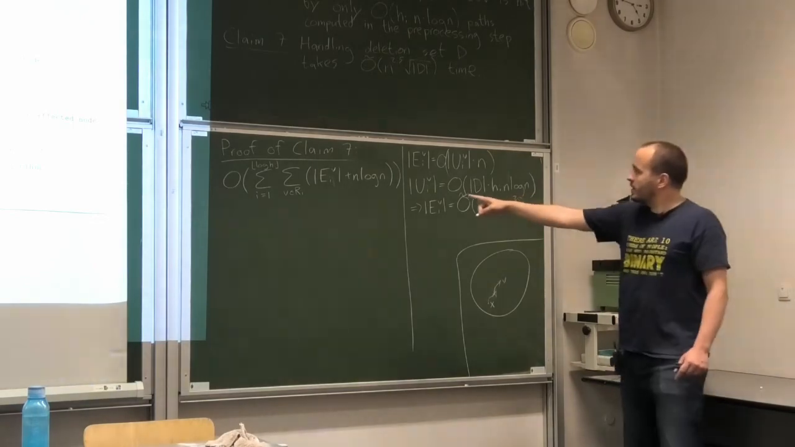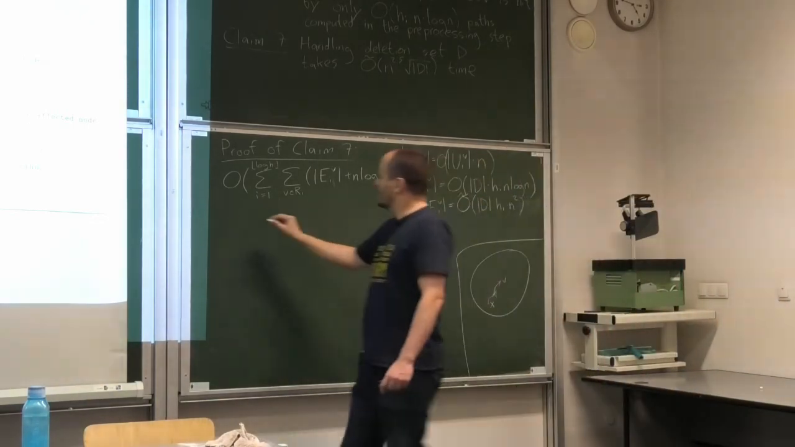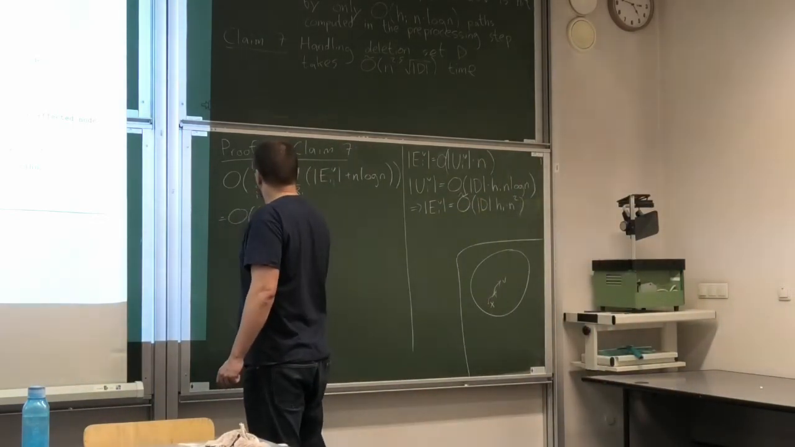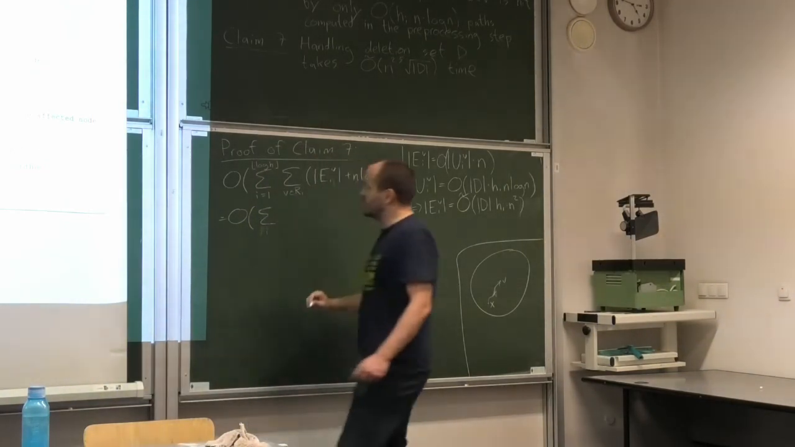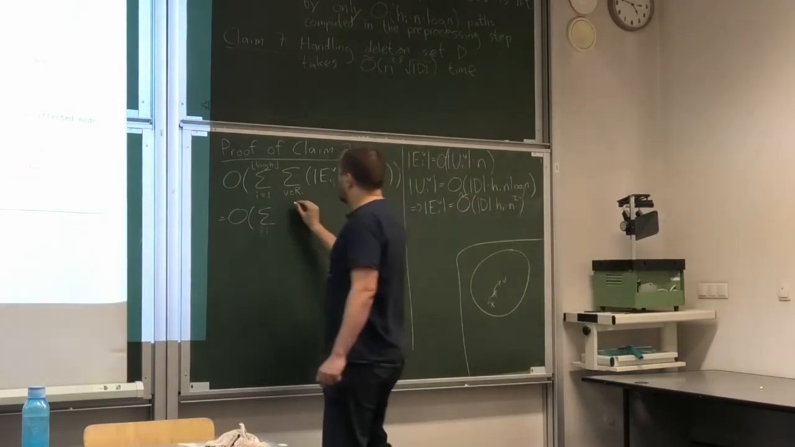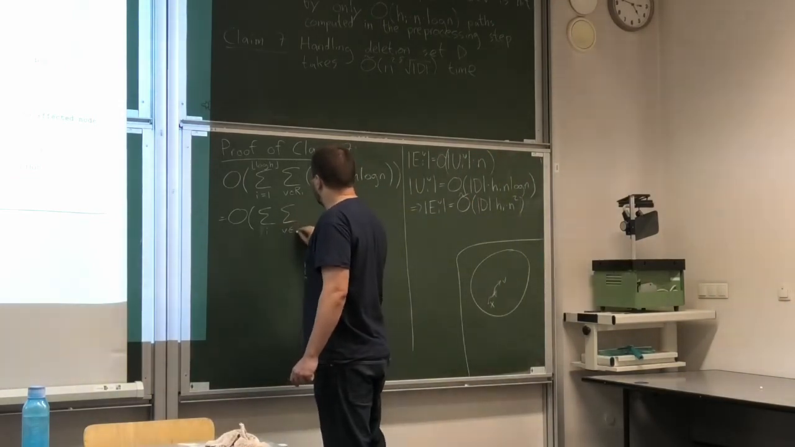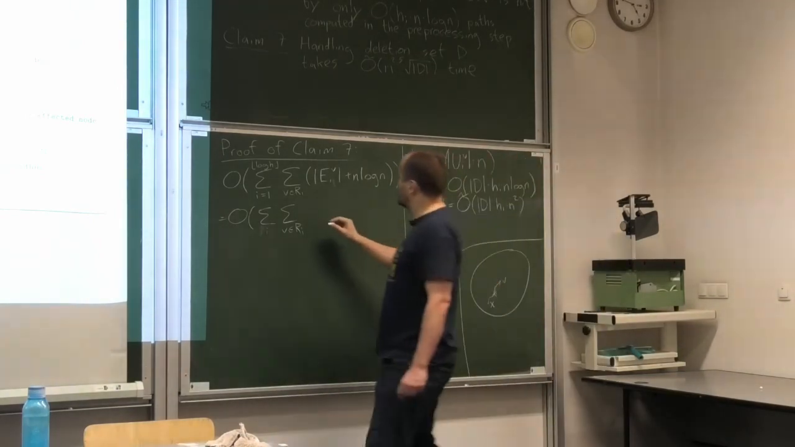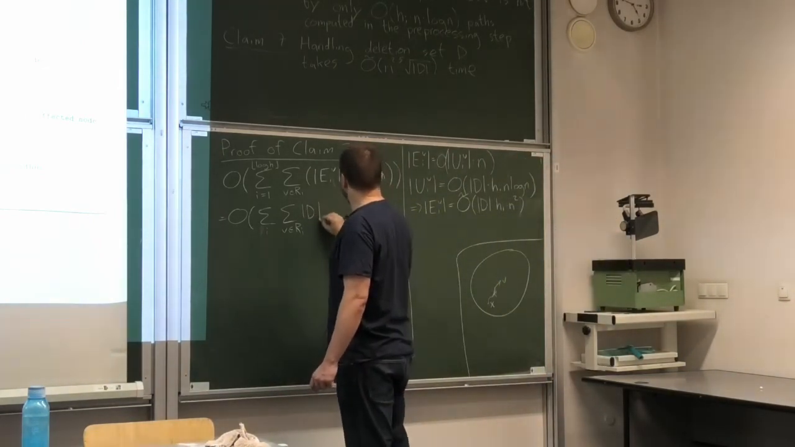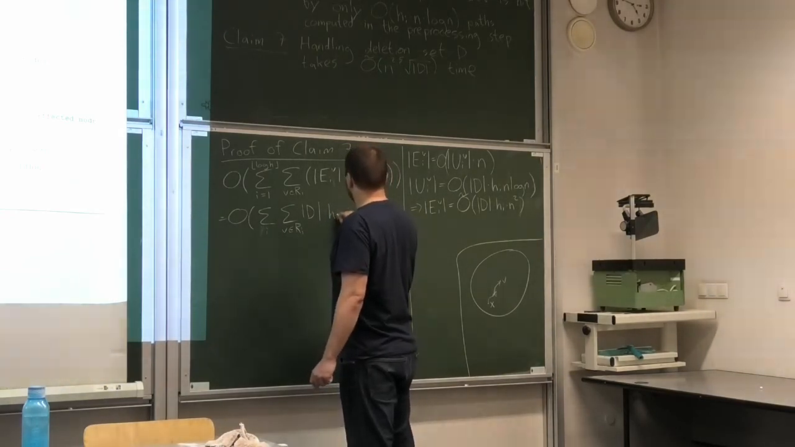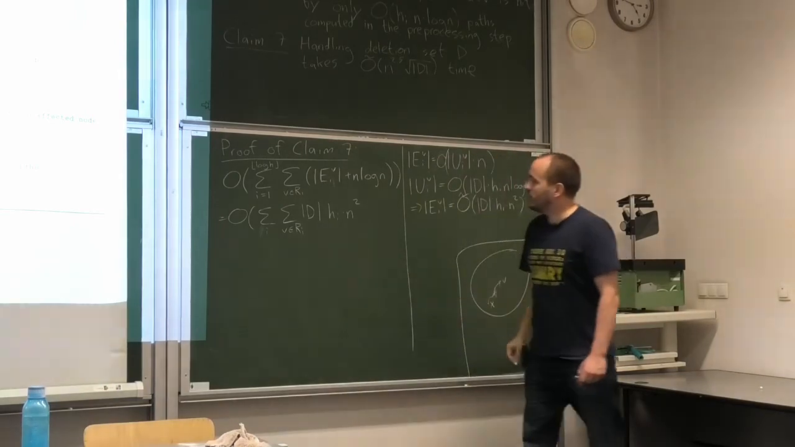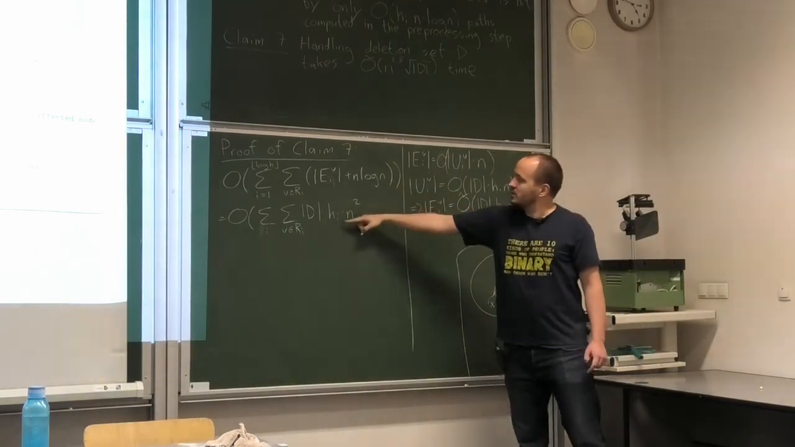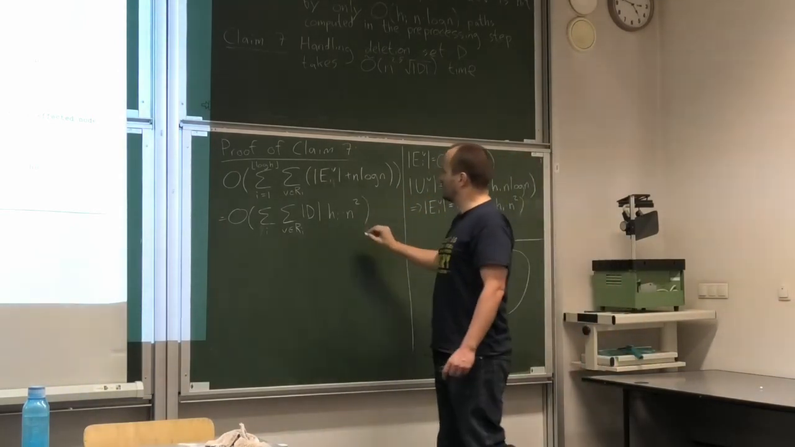And now we can continue our calculation over here. I'll just write I here. We're summing over the same range, and then we plug in this. So this is size of d times hi times n squared. And I ignore log factors, and this dominates this part here. So this is just this bound here.